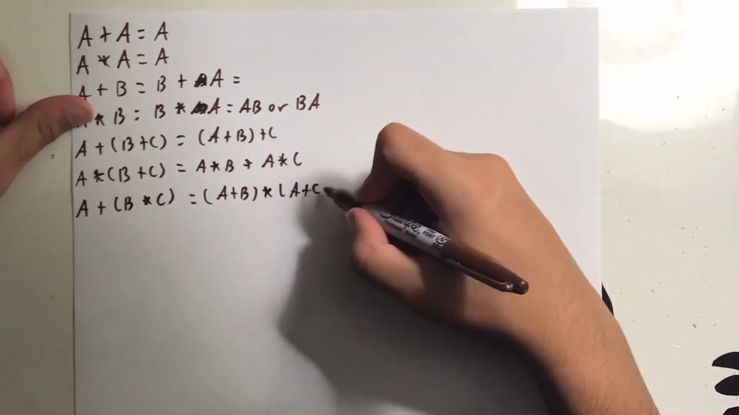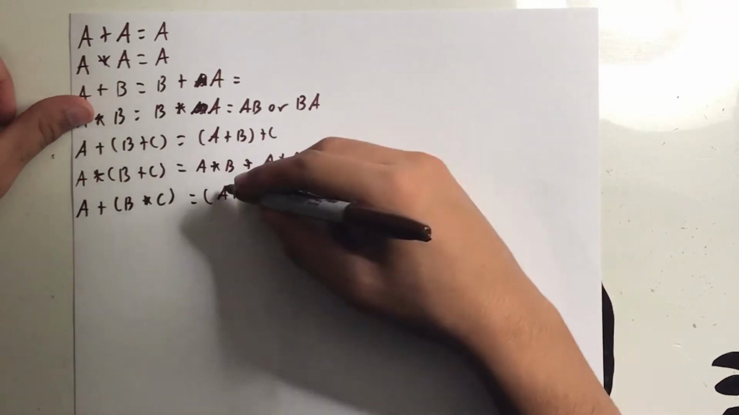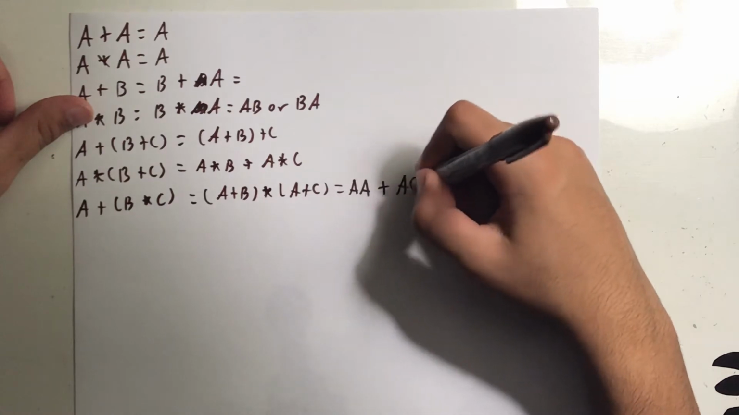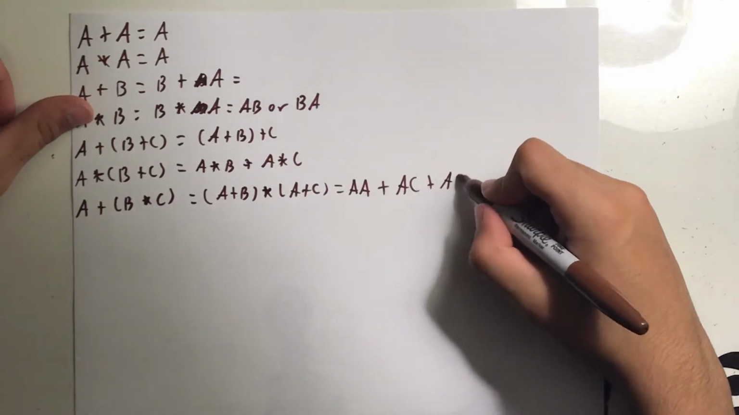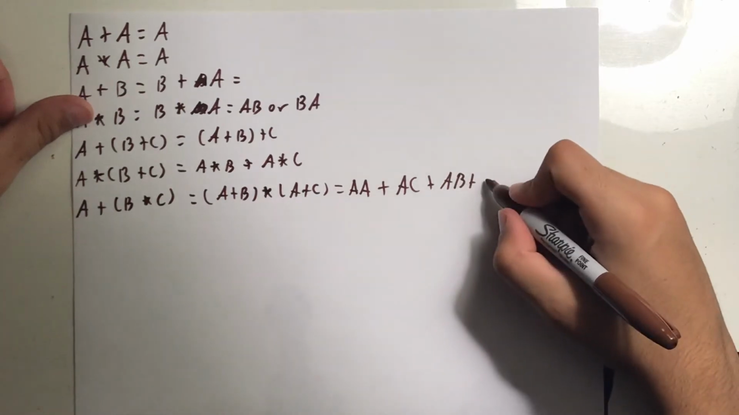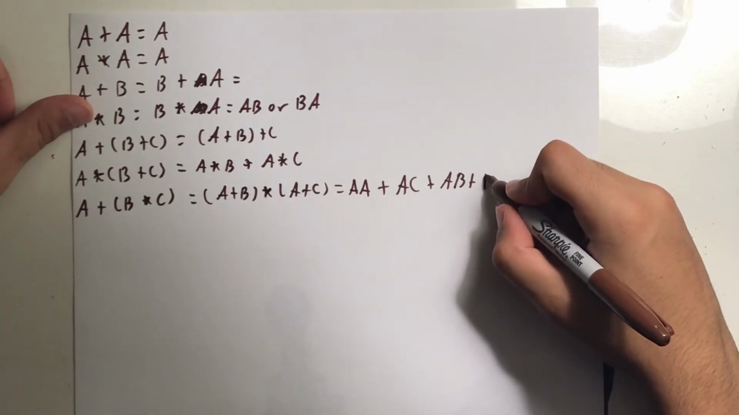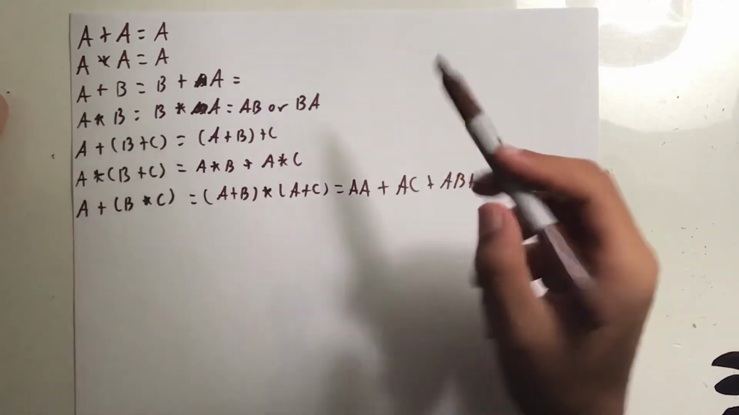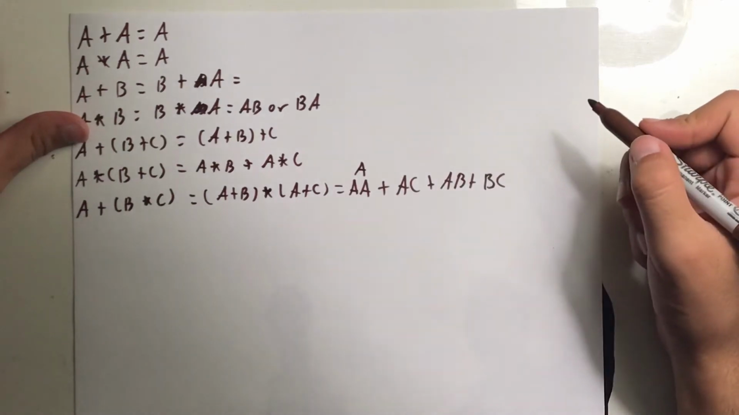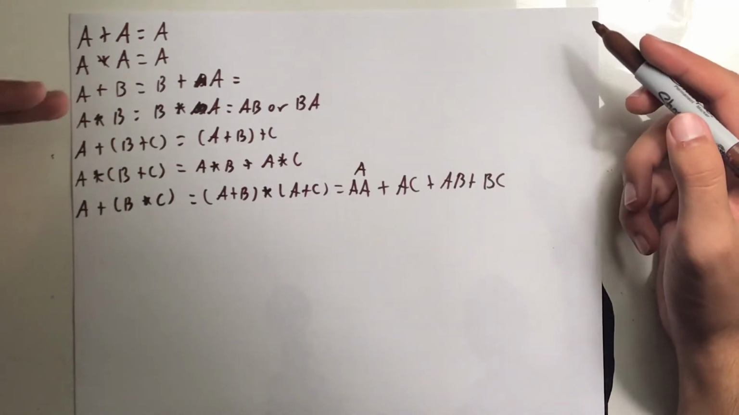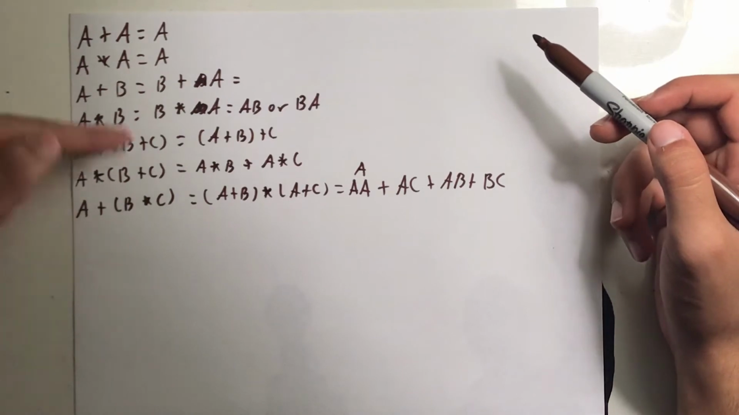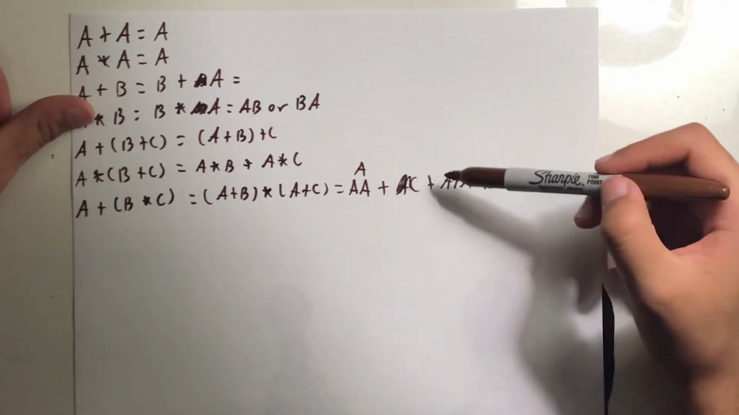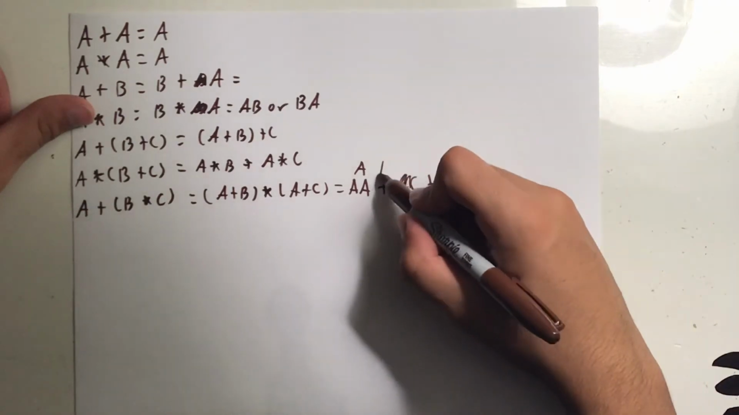How do we get this? Well, if we use the formal method, A times A, A times C, B times A, and B times C. We said that A times A gives me A, and using the law of absorption, which is coming up, you can basically absorb this AC and this AB, and you're left with A plus BC.